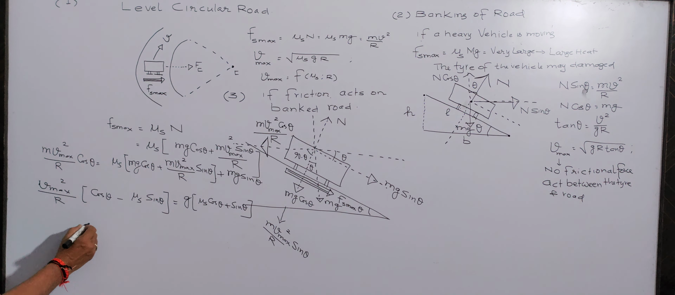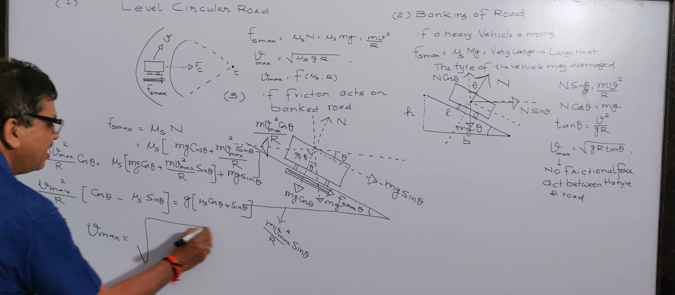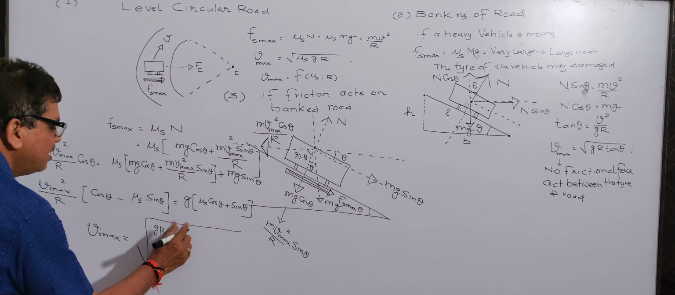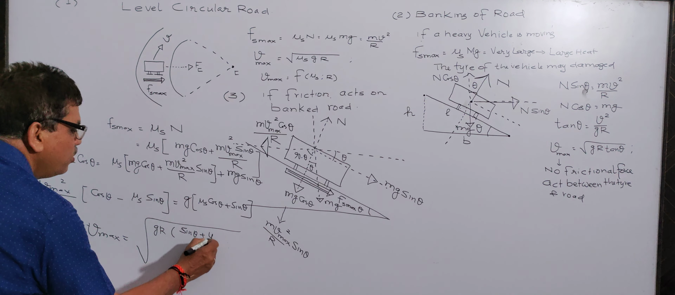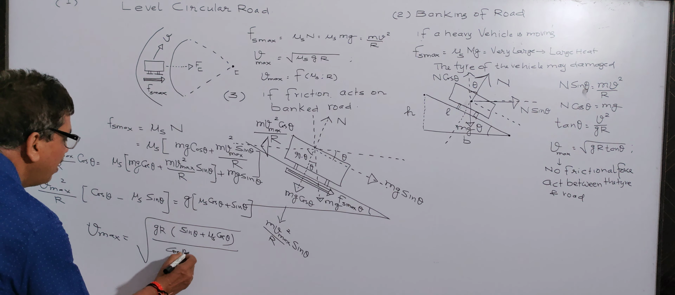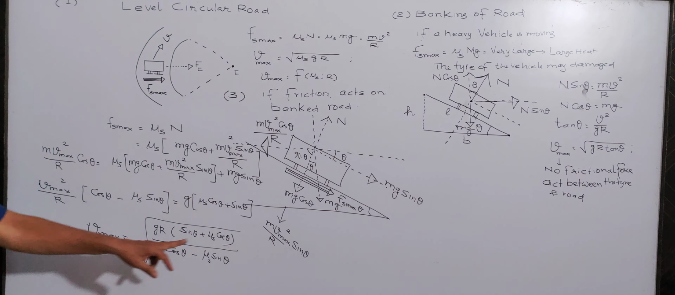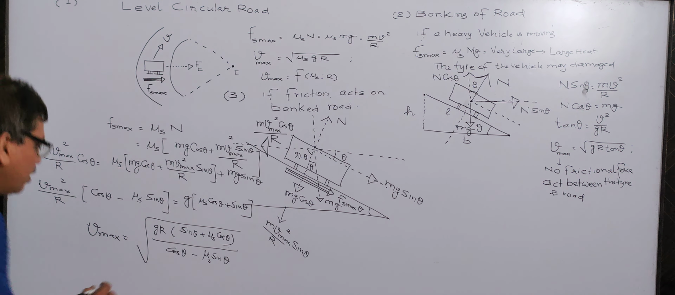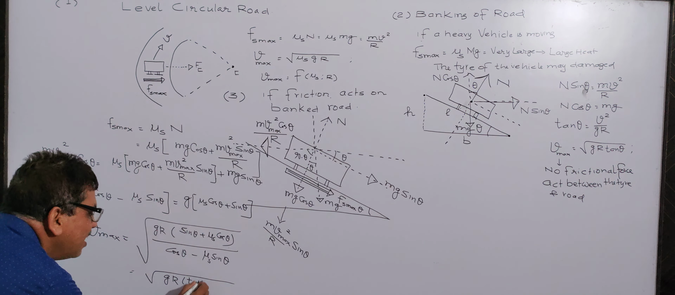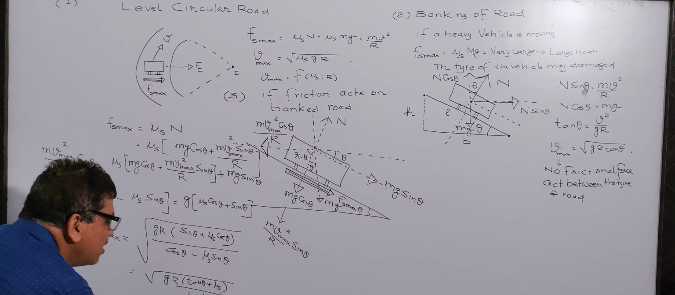So from this, the maximum speed Vmax can be written as root under gr, and this will be sin theta plus mu s cos theta divided by cos theta minus mu s sin theta. Right. Now divide by cos theta. If you divide by cos theta, we get tan theta. So I can write the value as gr times tan theta plus mu s divided by 1 minus mu s tan theta.